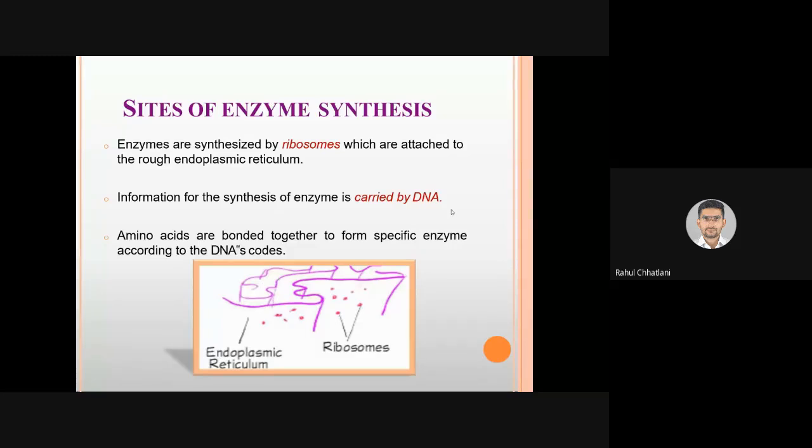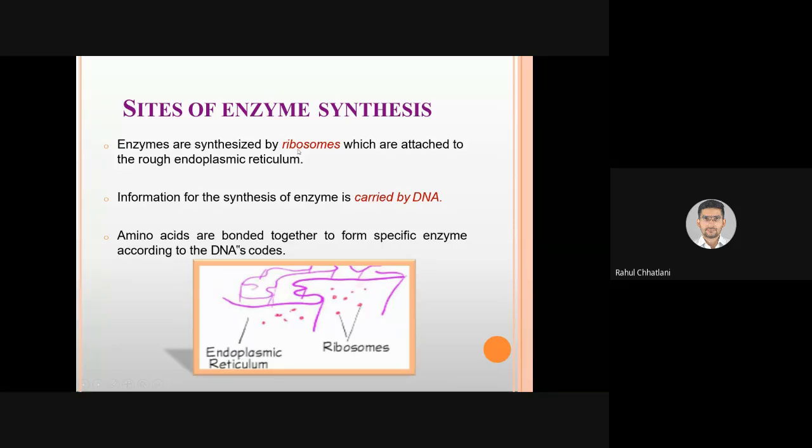So enzymes are synthesized by ribosomes which are attached to the rough endoplasmic reticulum. Now you need to remember this: go back to histology and your 11th and 12th, the cellular structures or organelles present in a cell. So mitochondria, ribosome, endoplasmic reticulum. Endoplasmic reticulum is again of two types, rough and smooth. Nucleus contains DNA. So these are all the organelles that are present. They are suspended in the cell cytoplasm.